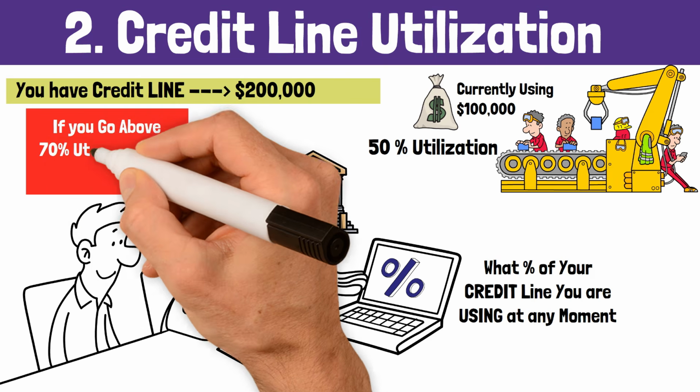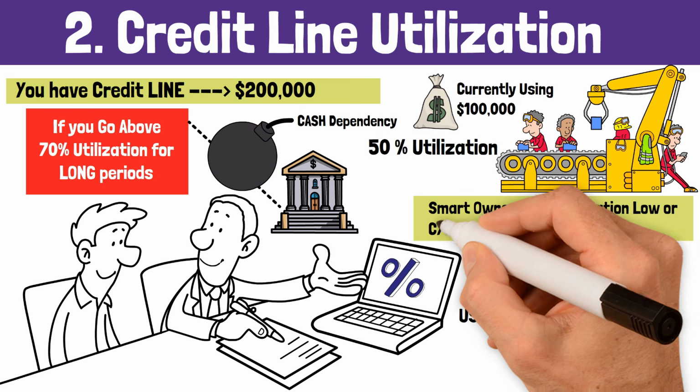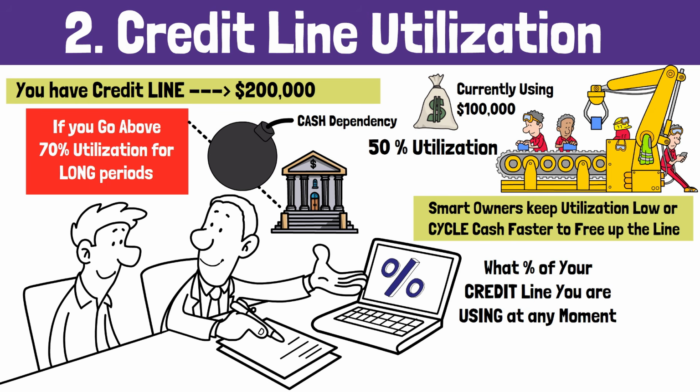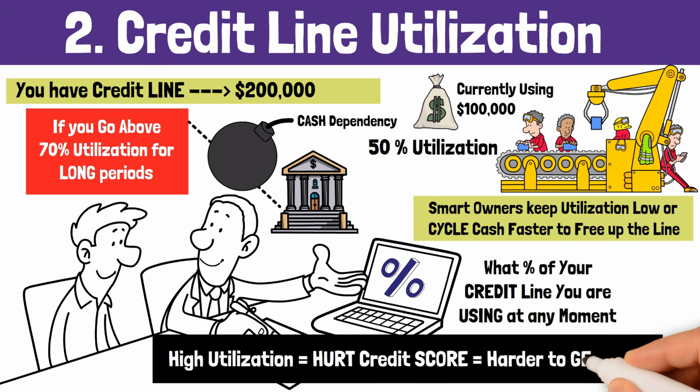When businesses go above 70% utilization for long periods, banks may consider them higher risk because it shows cash dependency. Smart owners keep utilization low or cycle cash faster to free up the line. High utilization reduces borrowing power, hurts credit score, and makes it harder to get better loan terms in the future.